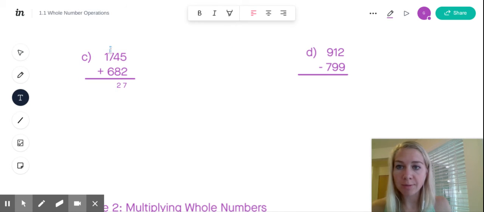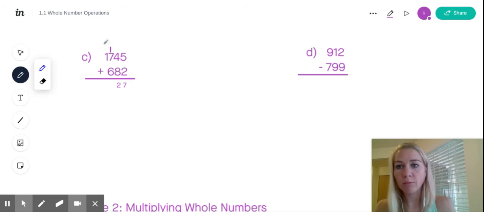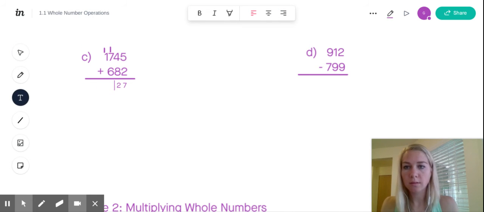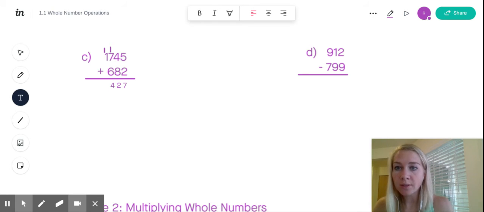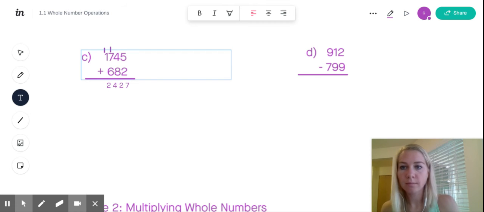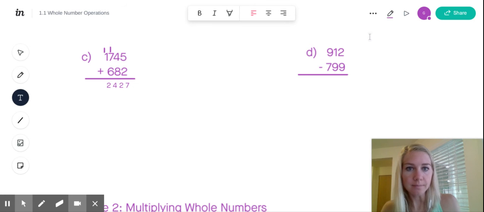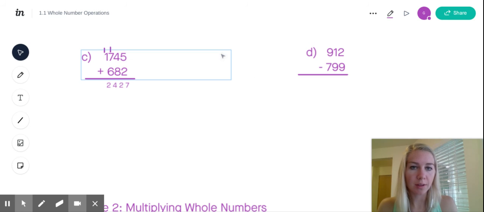Okay, now in our hundreds place, we have 1 plus 7 plus 6. All 3 of those numbers added up together is 14. So I'm going to carry my 1, and then my 4 is going to go down below. Okay. And then in the thousands place, we have 1 plus 1, which is 2. So in total, 2,427.